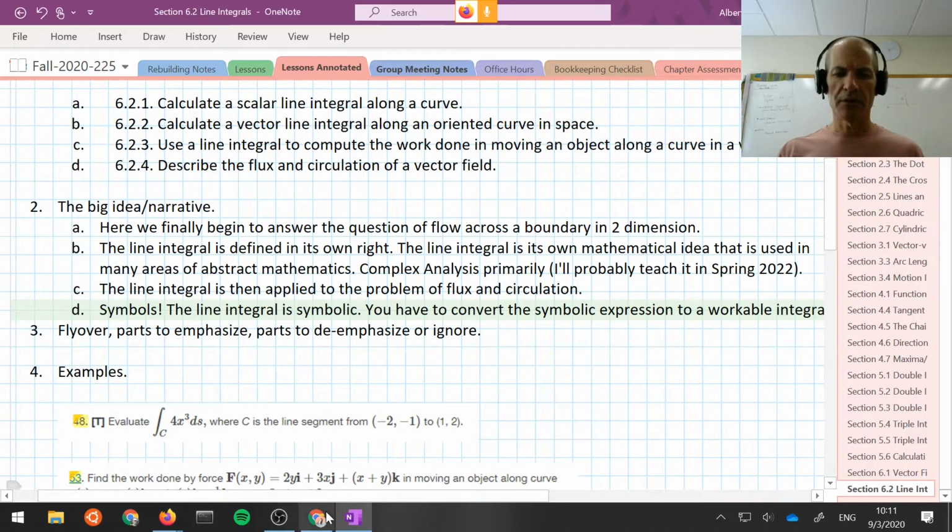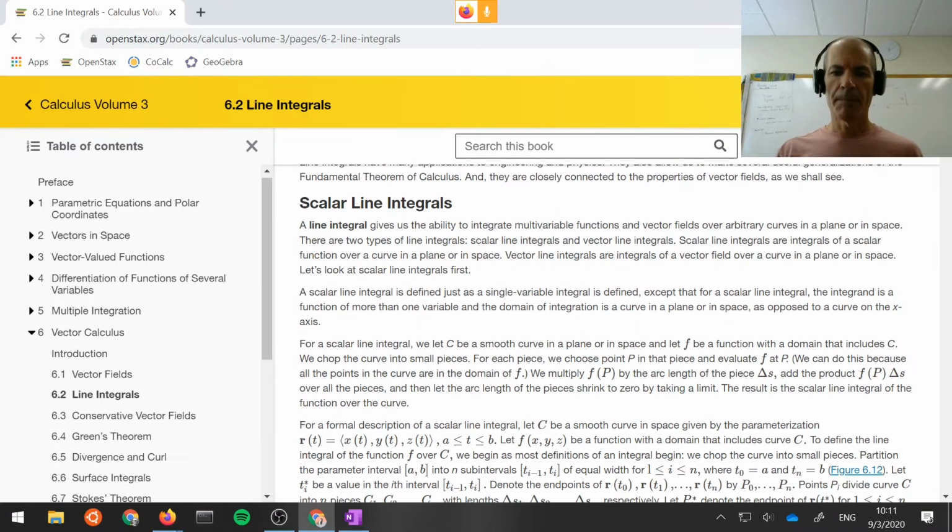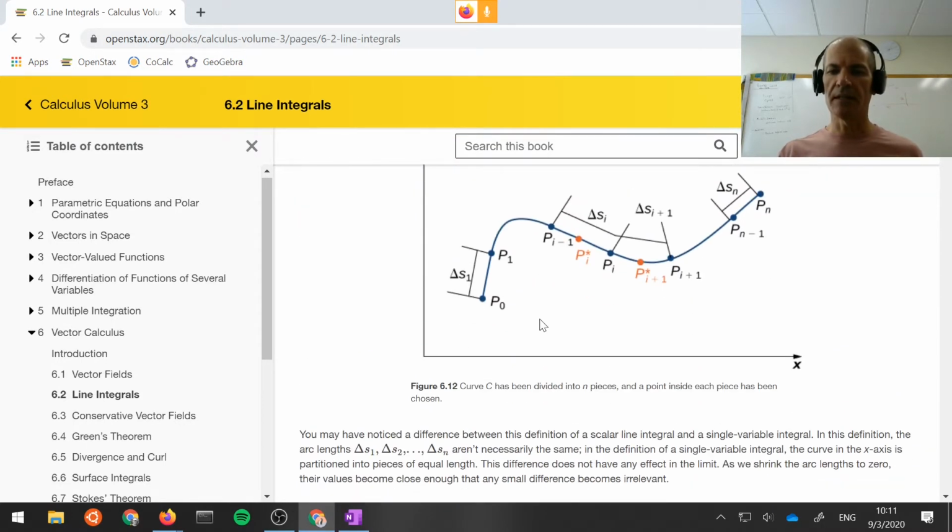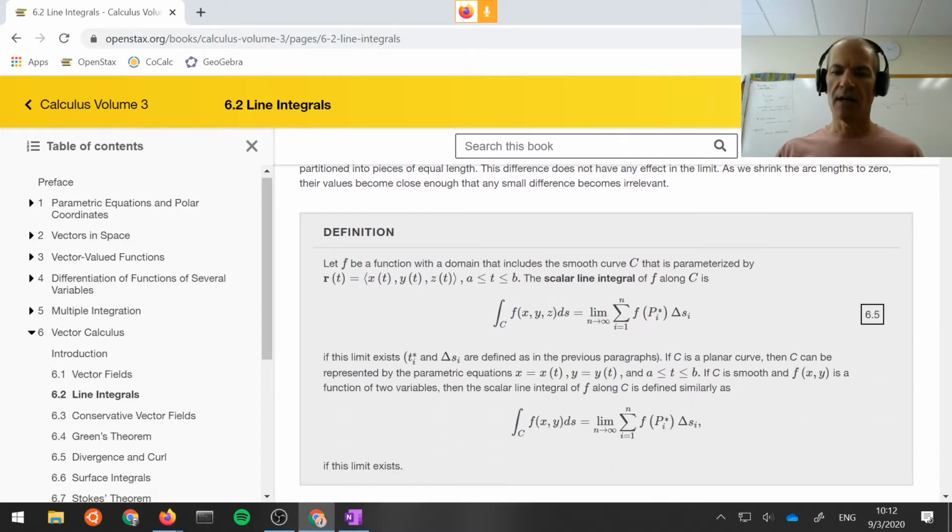Let's do a quick flyover of the section. So we begin by introducing scalar line integrals, and it's a pretty intuitive idea. You've got this curve in space. You chop it up into little pieces of arc length, ds, and then you throw in an integrand if you want. So what this represents very abstractly is this function evaluated at points in space, x, y, and z, times a little segment of arc length, ds, and then you sum it up over the curve. This is the symbolic representation of it.